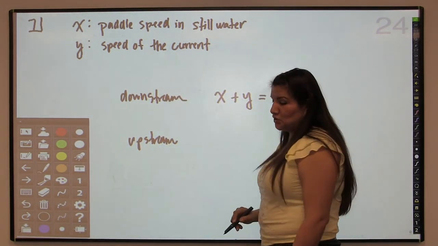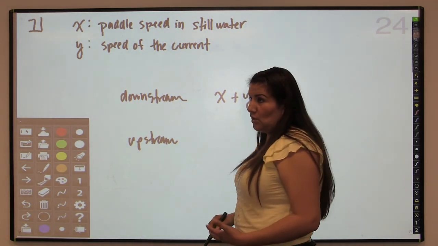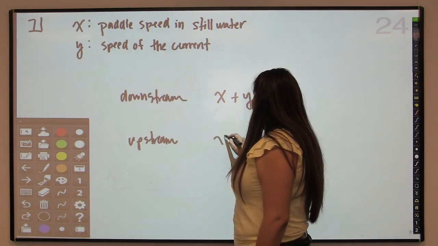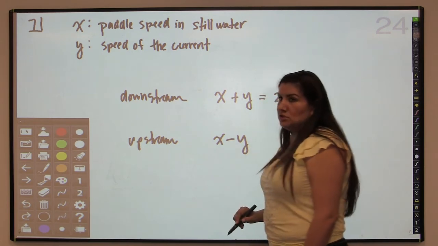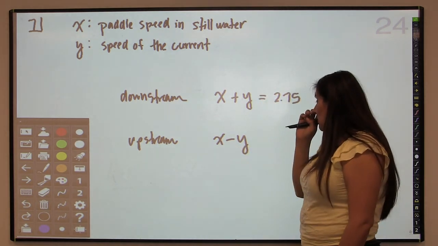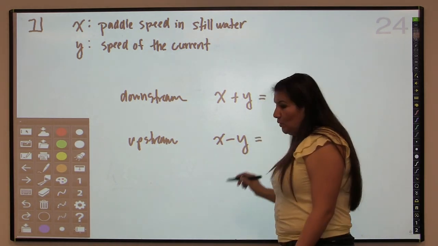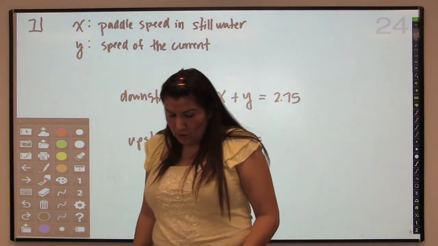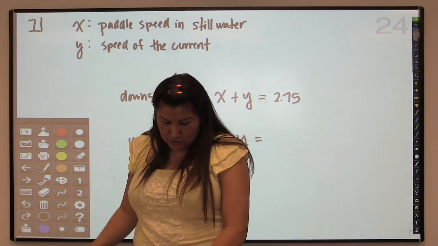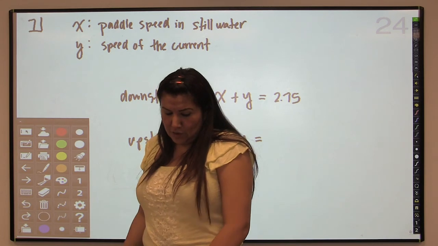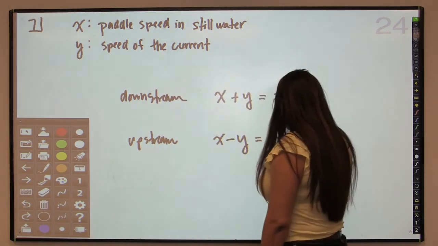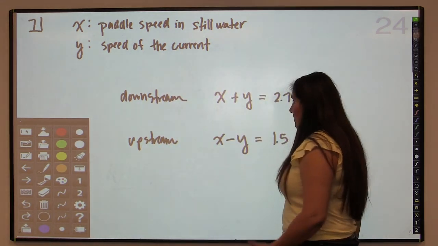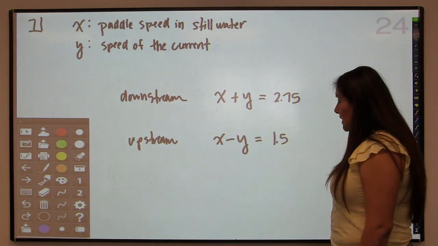Okay, but when you're going upstream, now the current is not working with you, it's working against you. So it's hurting you, it's making you slower. So we're going to subtract the speed of the current. And of course, you would expect that you'd be going slower because it'd be harder. And it does in fact say that on the return trip, you're going against the current and you're averaging 1.5 miles per hour. So you're going a little bit slower because of that. But there you go, those are your two equations that you need.